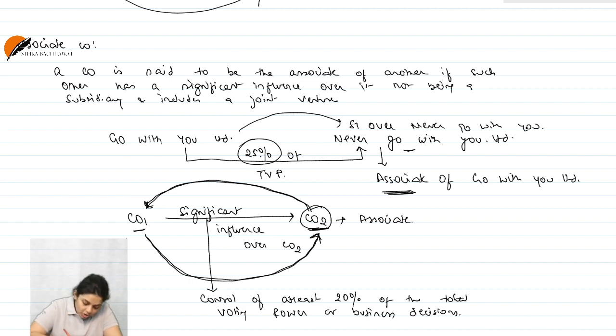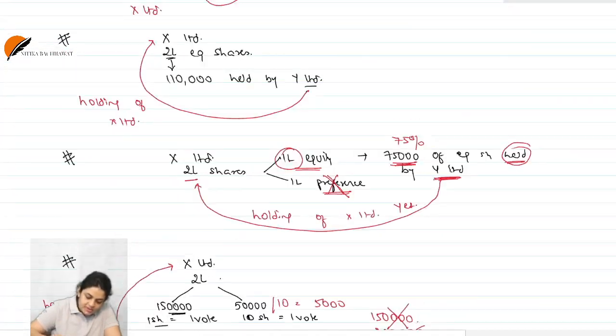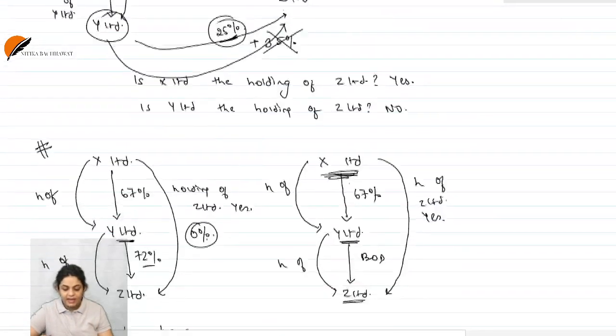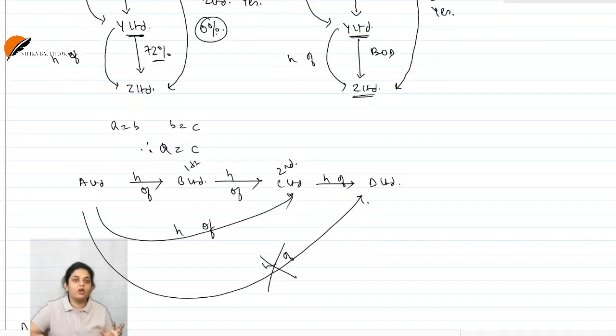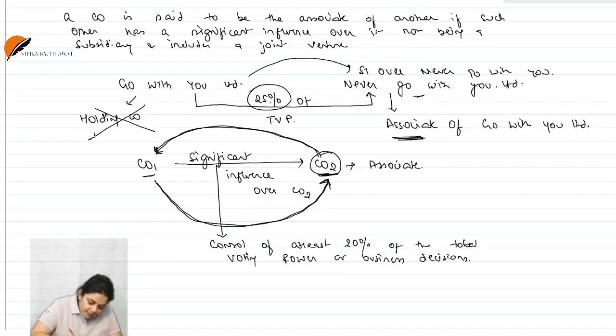Can I call Go With You Limited holding company? No. Because the term holding company is only used in context with subsidiary. Only a subsidiary has a holding. For associate they have not used the word holding. So we cannot say holding. But can I call Go With You Limited the parent or the investing company? Yes, but never the holding company.